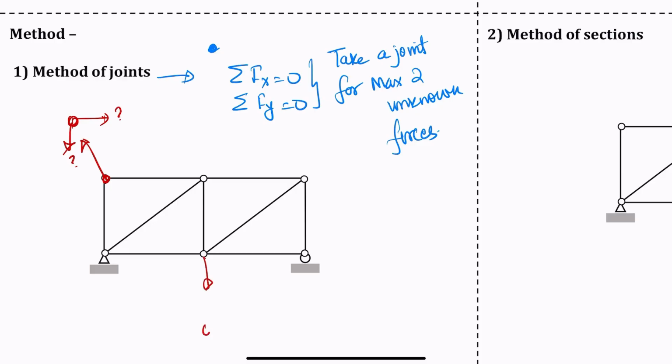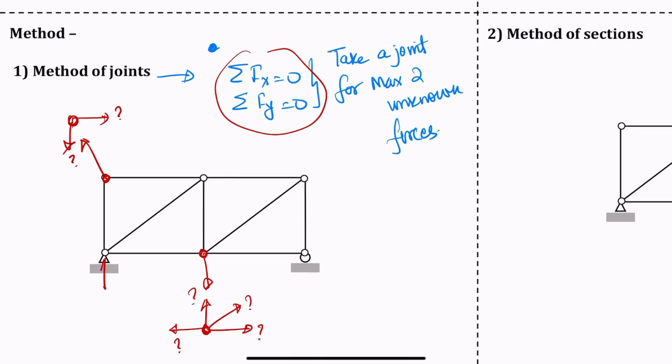What if I start with this joint? If I start with this joint, then it has four unknown forces, but my available equations are only two. So I should not start with this joint as my first joint to analyze the structure. I will always pick a joint that has only two unknowns.